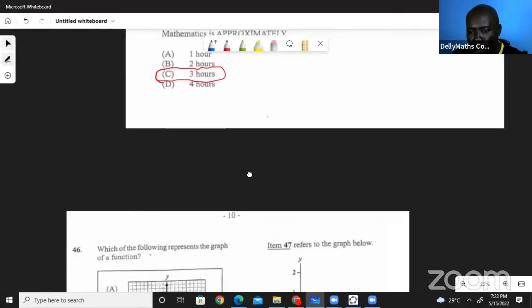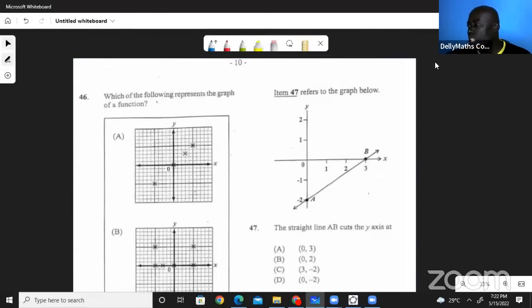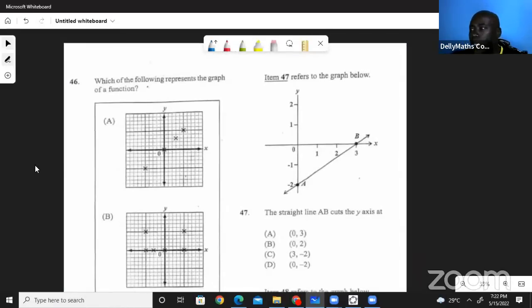So let us see where we're at. All right, they're on the function section now. We are at the function section right now. Give me a second there. All right, good, so we're at the function section.